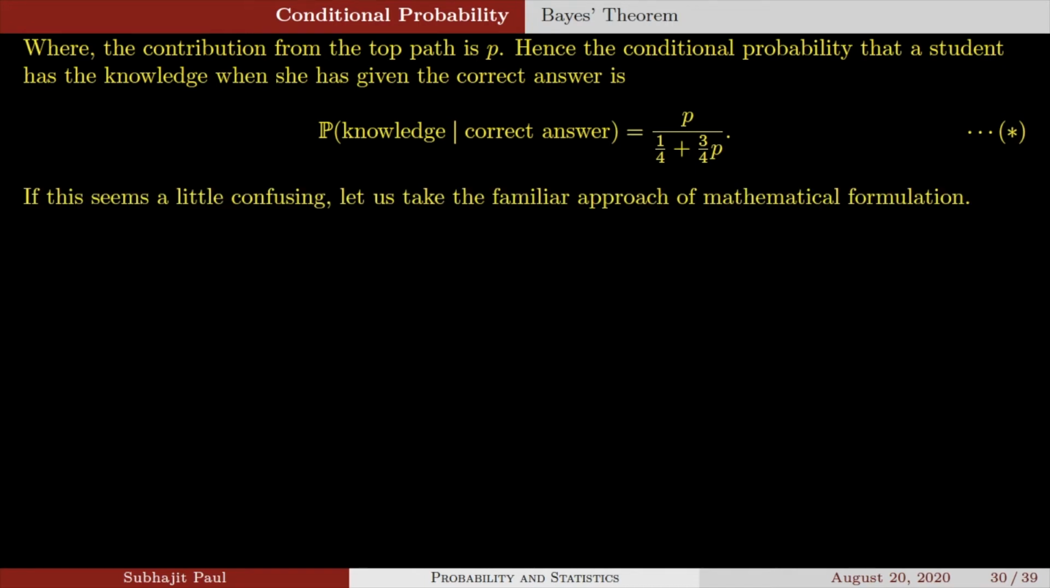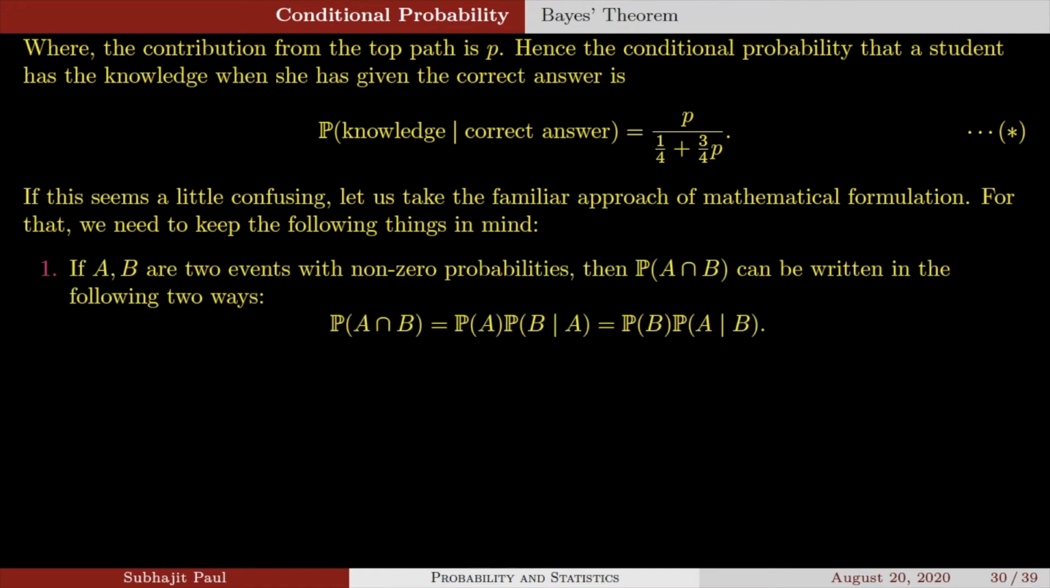Now, if this seems a little confusing, let us take the familiar approach of mathematical formulation. For that, we need to keep the following things in mind. If A, B are two events with non-zero probabilities, then the probability of A intersection B can be written in two ways. Probability of A intersection B is probability A times probability B given A, and at the same time, probability B times probability A given B. We have assumed that none of them have zero probability.